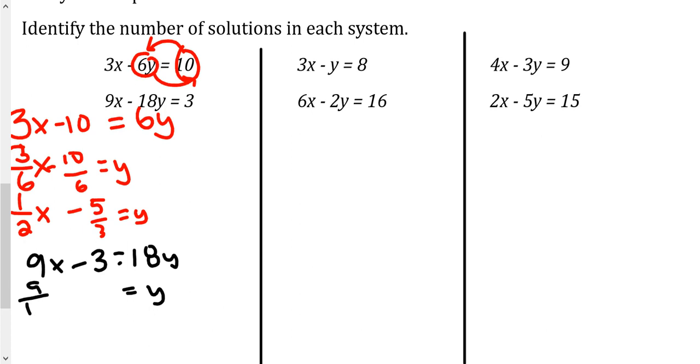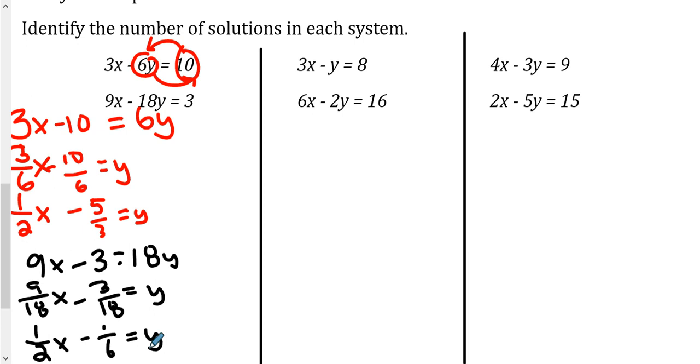I have 9 over 18 as my slope in front of x, minus 3 over 18 as my y-intercept. And this is why we want to simplify those fractions. Because 9 over 18 and 1 over 6, or 1 over 2, or even 3 over 6 don't look exactly the same. But we know that 9 over 18 can be reduced to 1/2, right? Dividing the top by 9 and the bottom by 9. 3 over 18, they have a common factor of 3. That gives us 1/6, right? 3 divided by 3 is 1. 18 divided by 3 is 6.